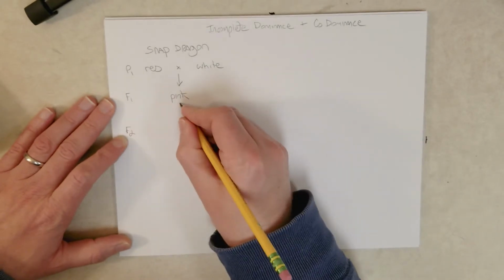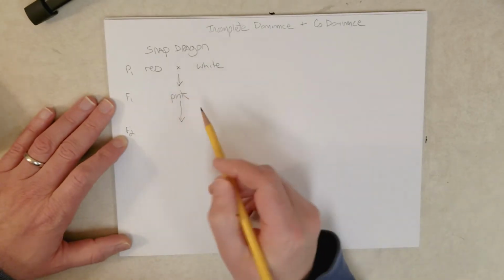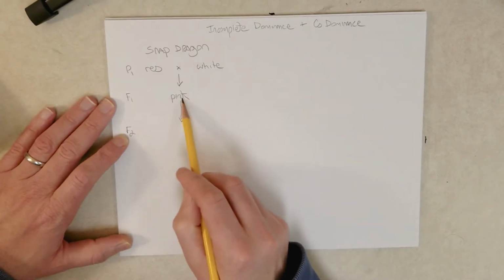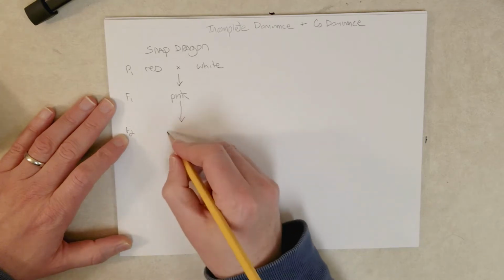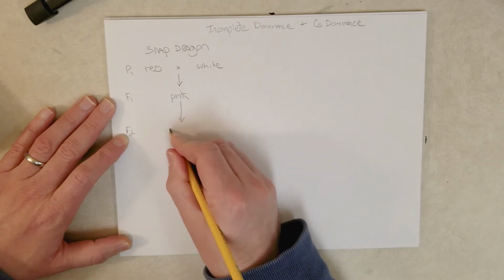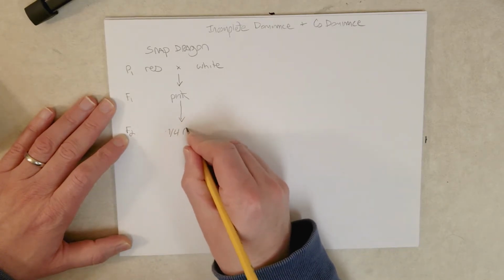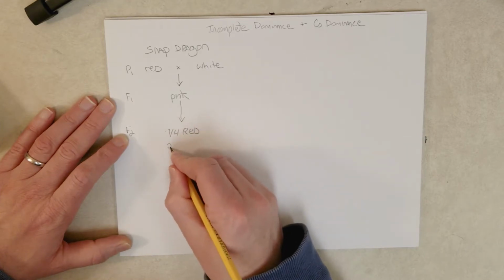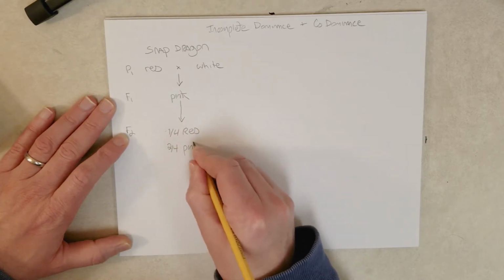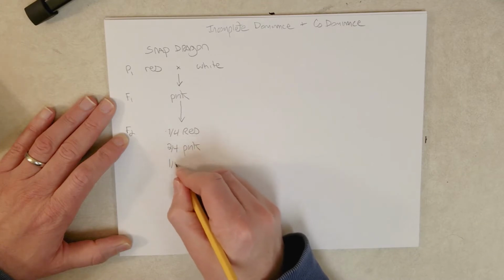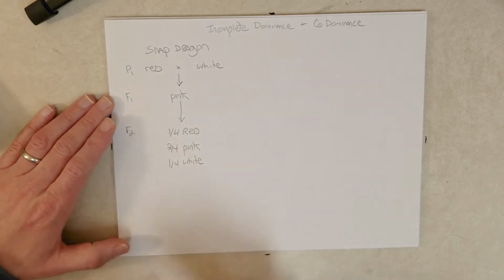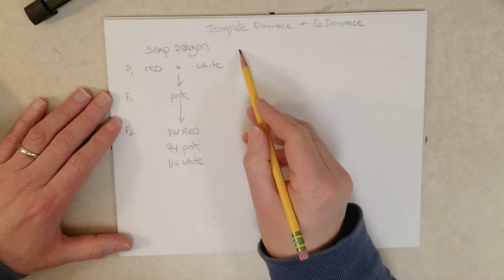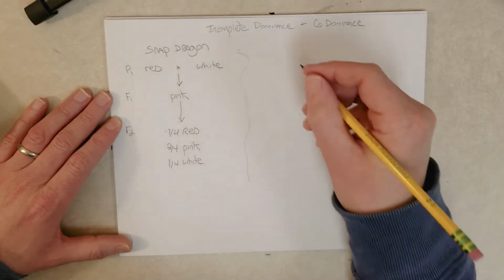And if we were to produce the F2 generation by self-crossing, or crossing the pink plants to another pink plant from the F1 generation, we would see 1/4 red, 2/4 pink, and 1/4 white plants. So let's look at the genotypes. What's going on here?